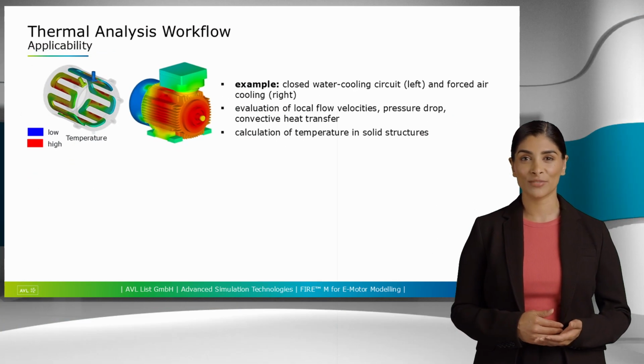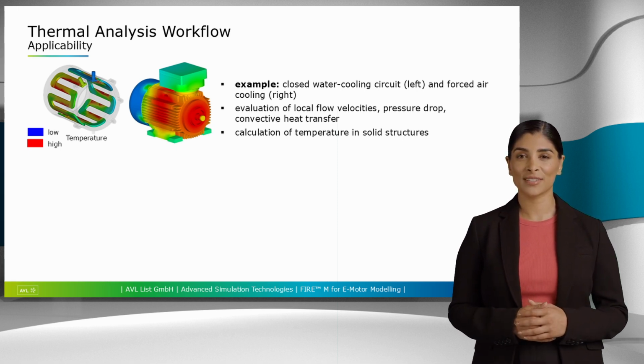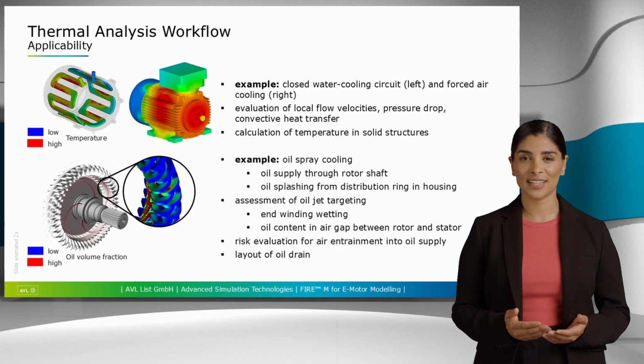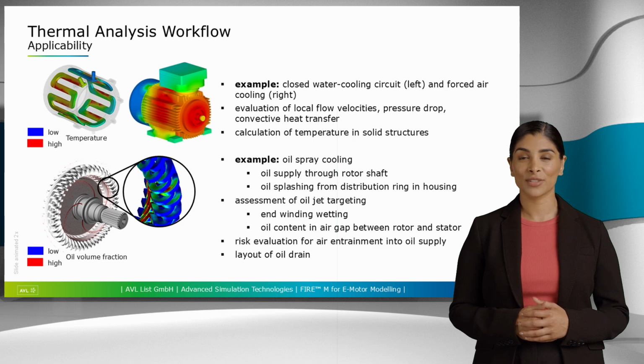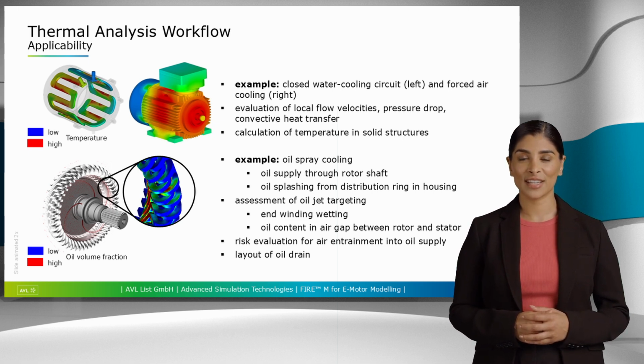FIRE M predicts fluid and structure temperatures for all cooling concepts. Here are examples for water and air-cooled motors. FIRE M calculated the heat transfer between coolant and structure and provides the temperature of the solid parts. Added to the slide is now an example for an oil spray-cooled motor. With FIRE M, the oil distribution, the size of the wetted surface, the heat transfer between oil and structure parts, and eventually, again, the temperature of the motor parts is calculated.